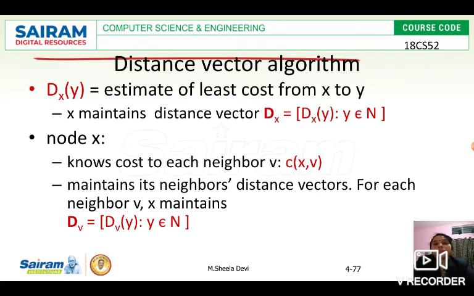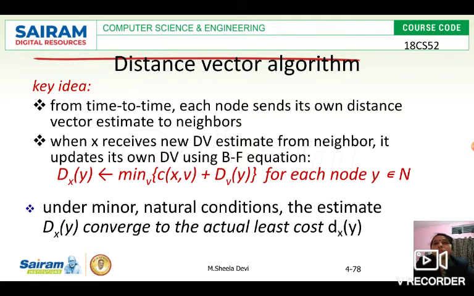So whichever is minimum, that will be taken. So the distance from v to y will be maintained. From time to time, if x and y are direct neighbors, the cost will be there. And from time to time each node sends its own distance vector estimate to the neighbors. So if a node is connected to 3 neighbors, all the 3 neighbors will be exchanging their routing tables with all their own neighbors.